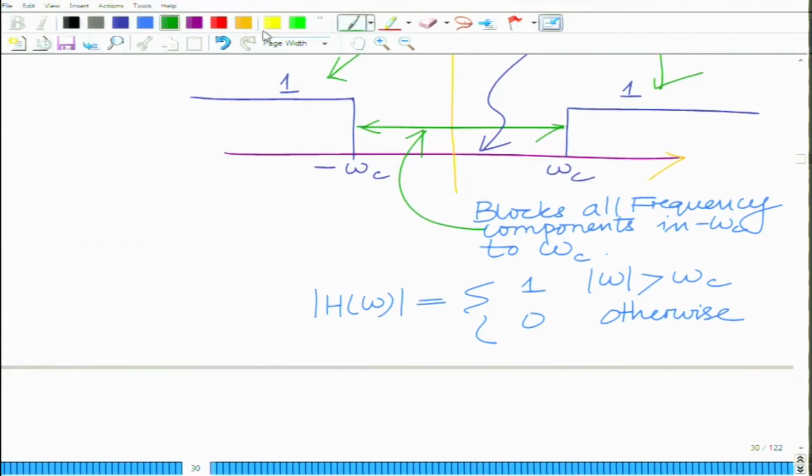So, these are your transition bands in a non-ideal filter, and once again we would like to make these transition bands very narrow.